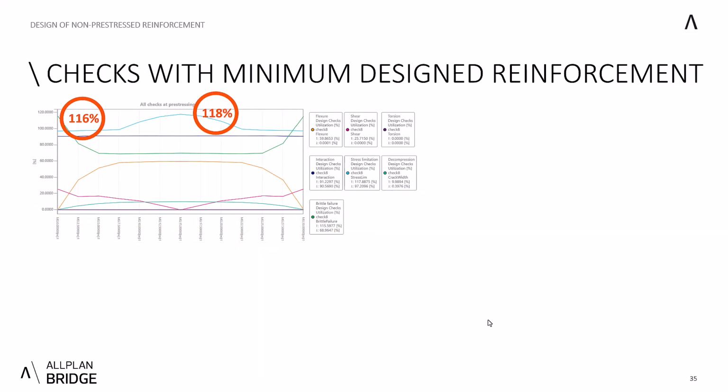Let us recall the results of checks which we obtained with zero reinforcement areas when we tuned the pre-stressing force. The problem appeared at the time of pre-stressing when the utilization of the cross-section was 116% for brittle failure and 118% for stress limitation of concrete in compression. We will perform the checks now after we have specified the realistic but minimum required reinforcement.